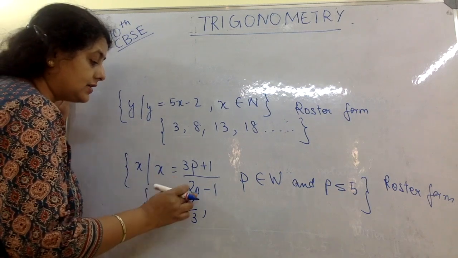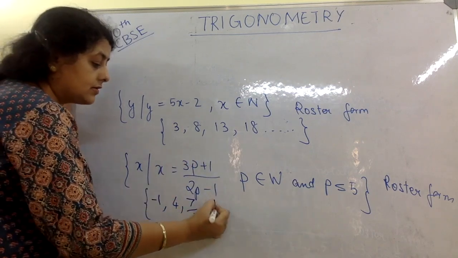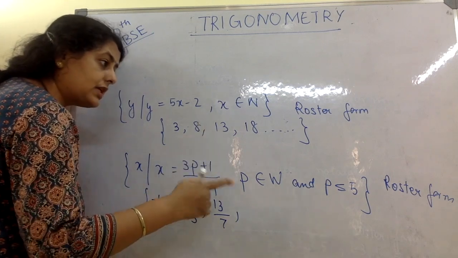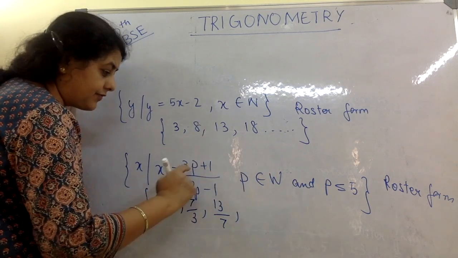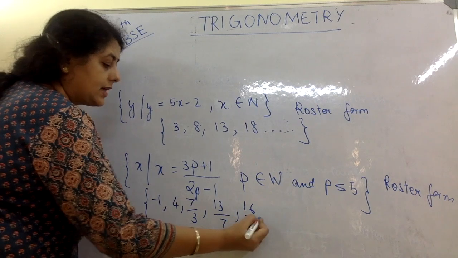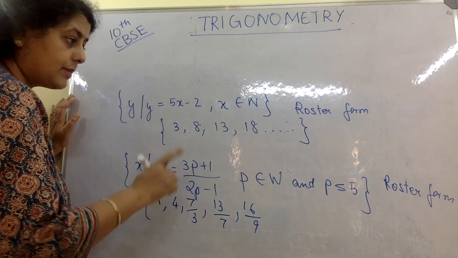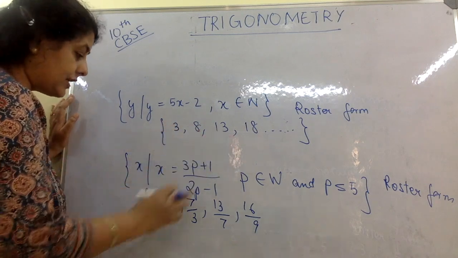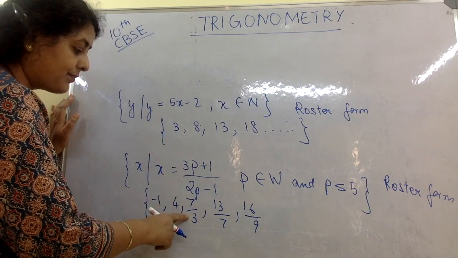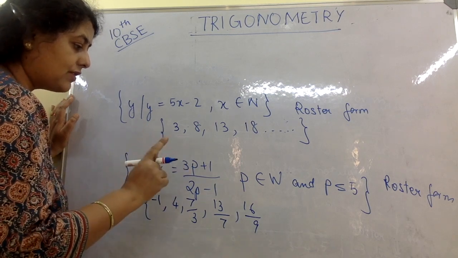Next one that I'll take is, because I am allowed to take till 5, I'll take 4: 12 plus 1, 13, and this is 8 minus 1, 7. Next one that I am going to take is 5, and that is 15 plus 1, 16, and this is by 9. I have missed one here. I am supposed to take 6 values altogether, 0 to 5. Here I am getting 5 values, that means I have missed one. So I think I missed the one with 3.